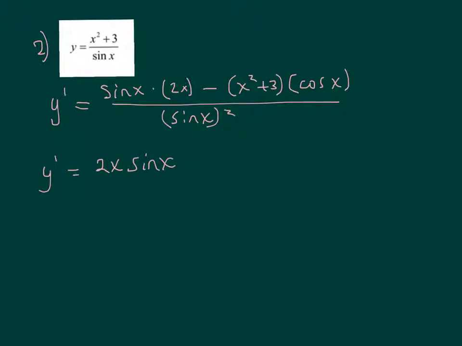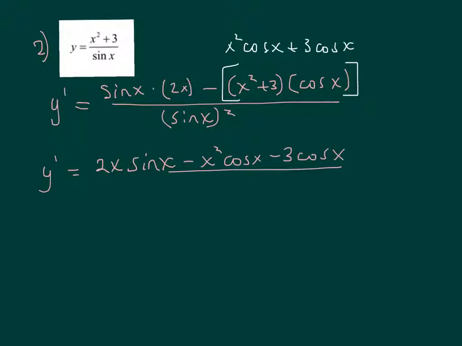Okay, and then we have another subtraction up here in the numerator. And again, we have a binomial times cosine of x. So again, I'm going to bracket that off. I'm going to distribute the cos x through up here. And so I'm going to get x squared cos x plus 3 cos x. And so now, again, I'm subtracting that whole thing. So as I bring that down, it'll be negative x squared cos x minus 3 cosine x all over.